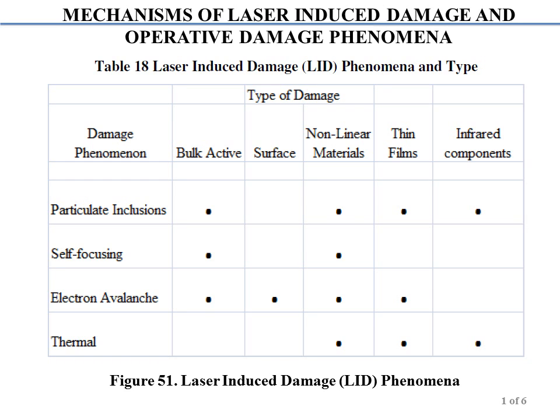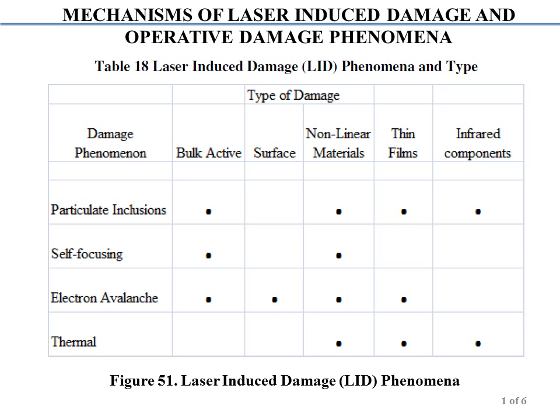In the next section, we take a look at mechanisms of laser-induced damage and operative damage phenomena. As you can see, the laser-induced damage phenomena, by the type of damage, includes bulk active, surface, nonlinear materials, thin films, and infrared components. So in the case of bulk active, particulate inclusion, self-focusing, and electron avalanche are important.